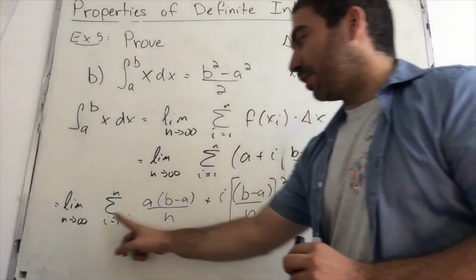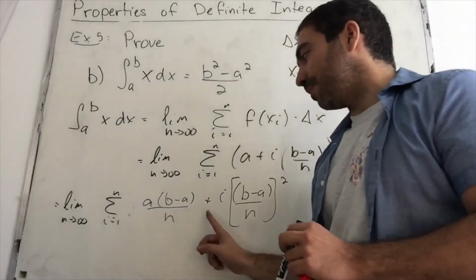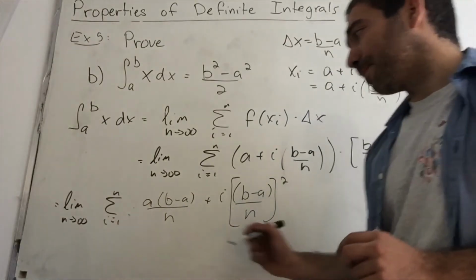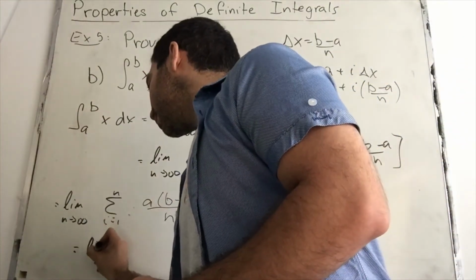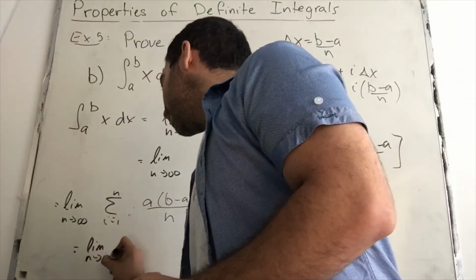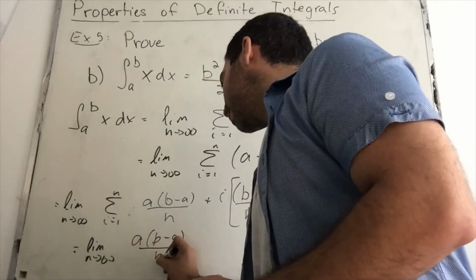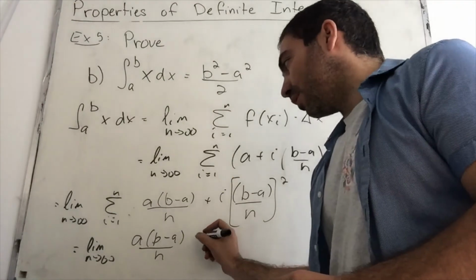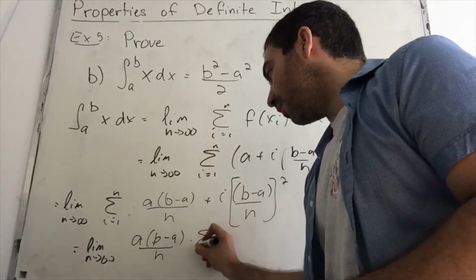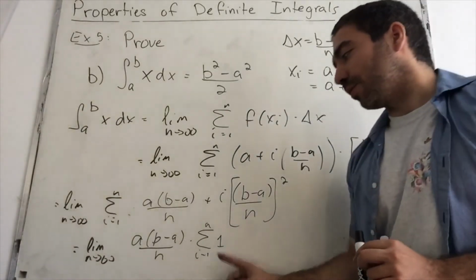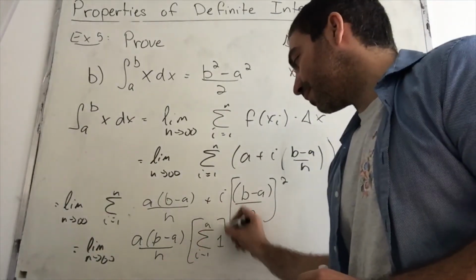And now we're going to deal with each term individually. We're taking the sum of each term. This here has no i, so it's just a constant. We could pull it out of the sum, giving us the limit as n goes to infinity a times b minus a over n. There's no i's involved, so the sum from i equals 1 to n is just a constant 1. We know this, we have a property for this.